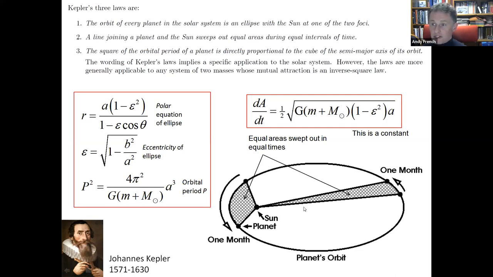If the ellipse was a circle, the sun would be at the center, but this is one of the foci. So if you've studied ellipses in maths, there are two foci, the left and the right. So you pick one of them, that happens to be where the sun is, and the other planets are orbiting around that in an elliptical pattern.